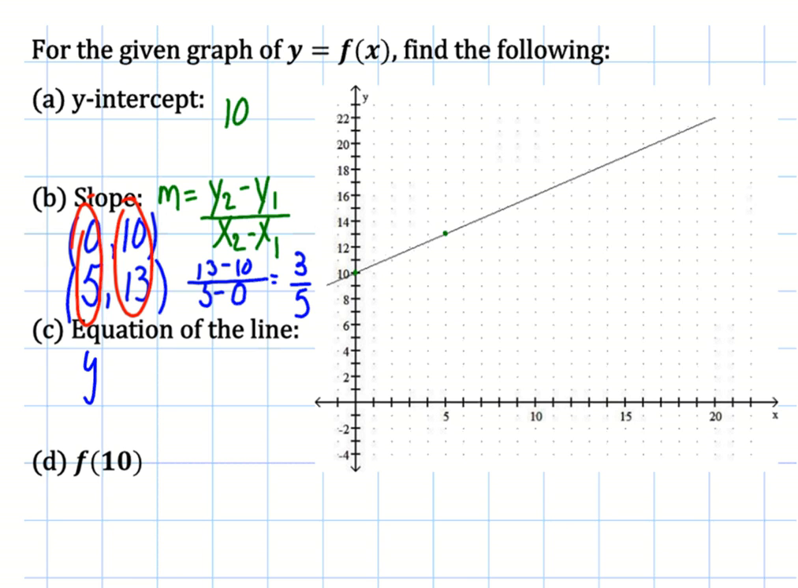The equation y equals mx plus b, where the slope is 3 over 5, x plus, remember the y-intercept is b, so that's when x is equal to 0, we have 10. Now it asks us to find f of 10. In other words, when x is equal to 10, where are we?